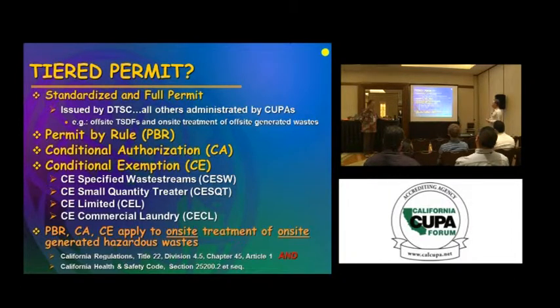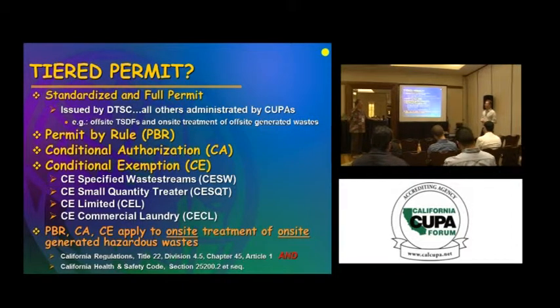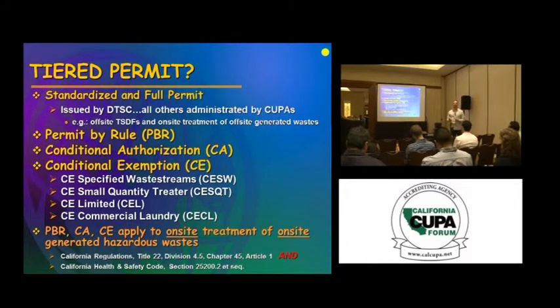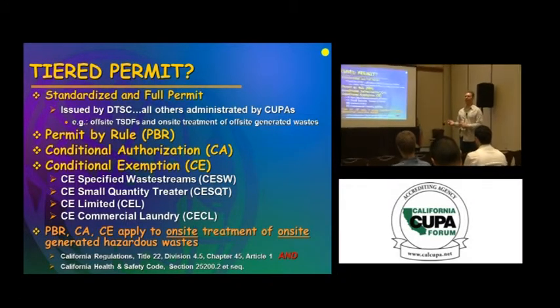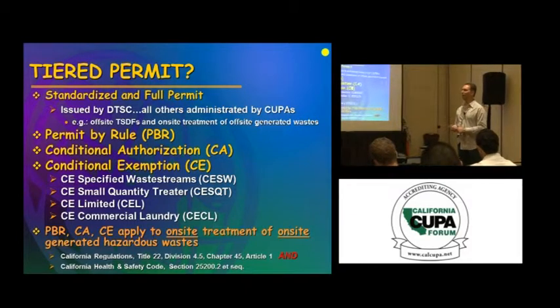Then the lowest one are conditionally exempts. And they have the least amount of requirements, and they're pretty much for special applications. There's one for specific waste streams, there's small quantity treater, there's a limited, and there's commercial laundry. And those have almost no requirements for them. It's basically making notification and then following those rules.